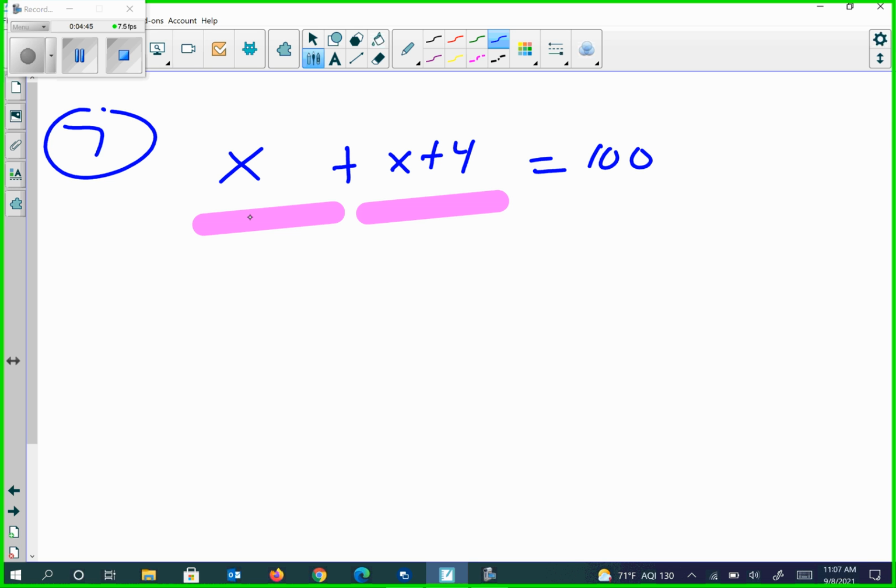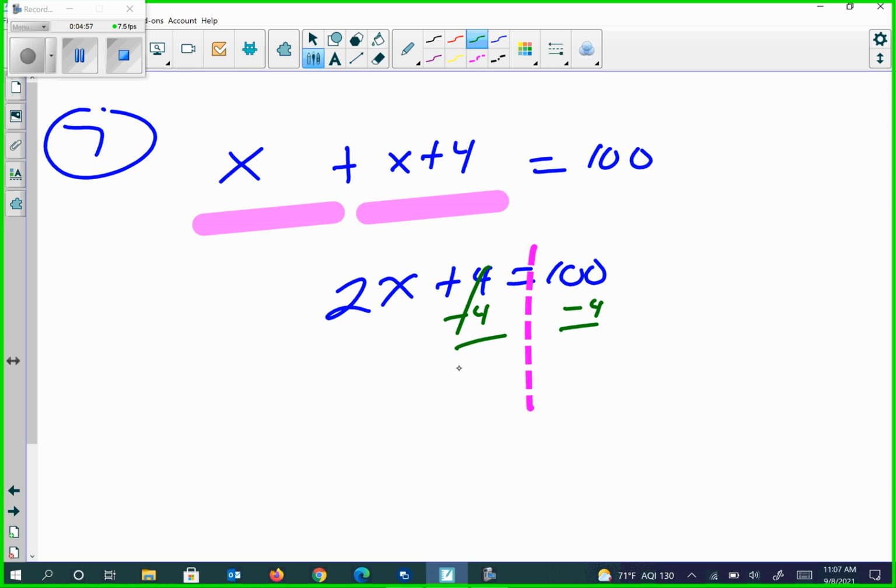So we're going to combine like terms. So I got an X and an X. So I have 2X plus 4 equals 100. And then we can go ahead and solve that. Subtract 4, subtract 4. Those cancel, so 2x is equal to 96. Divide each side by 2. And of course, if you have a calculator, please have a calculator for tomorrow.